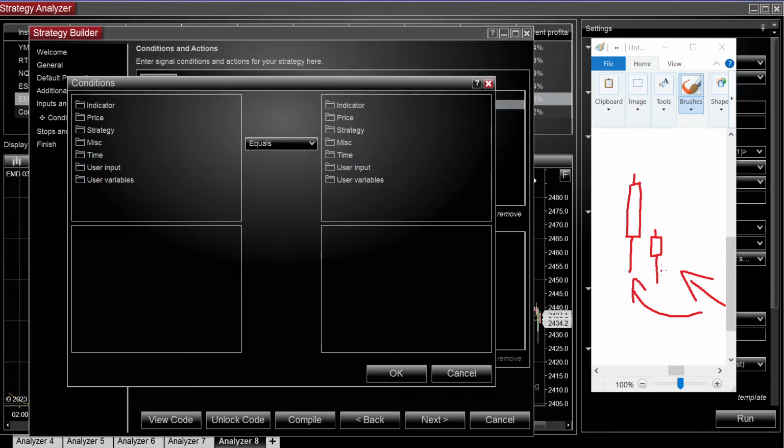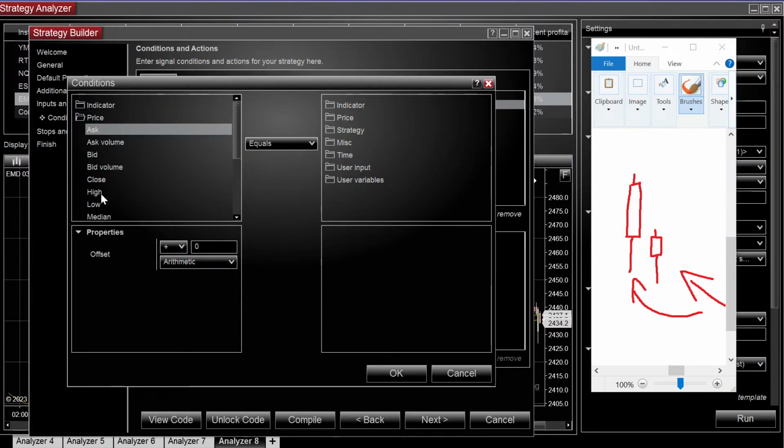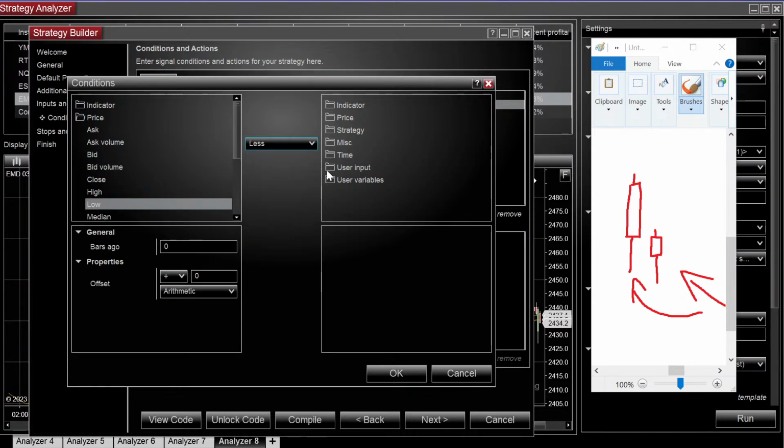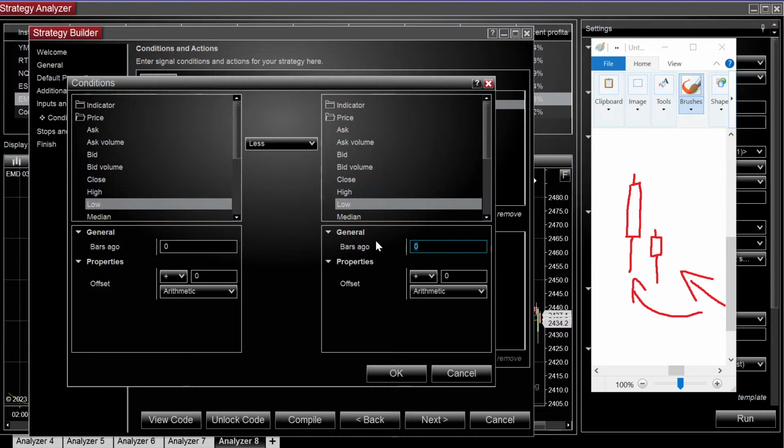Next, we have the low. So the low is less than the previous low. So price low is less than price low 1 bar ago.